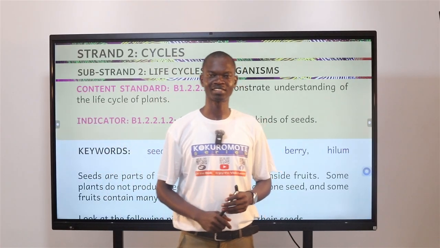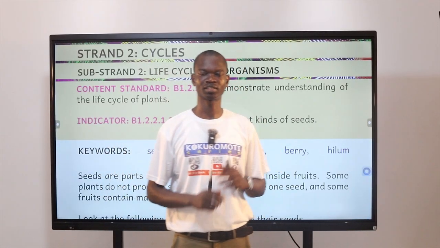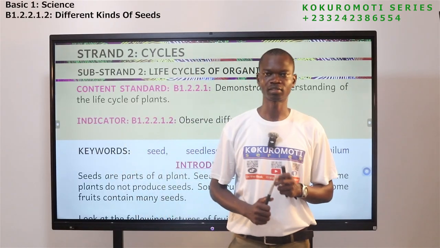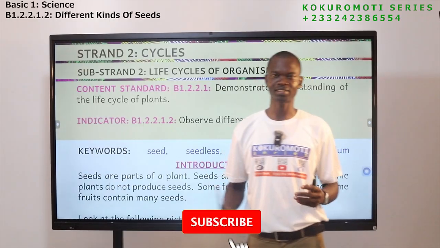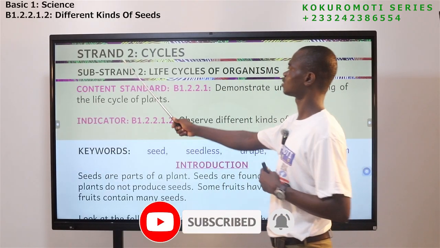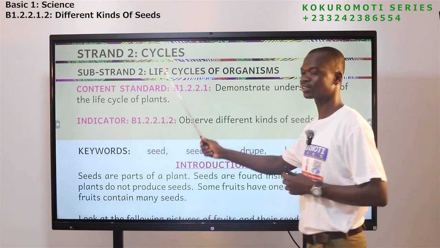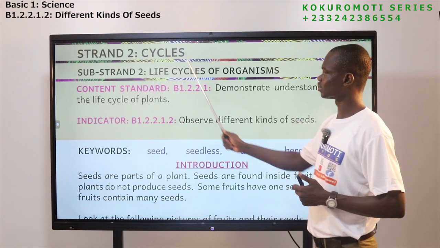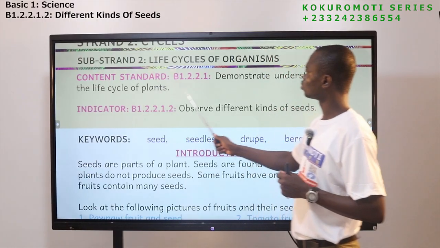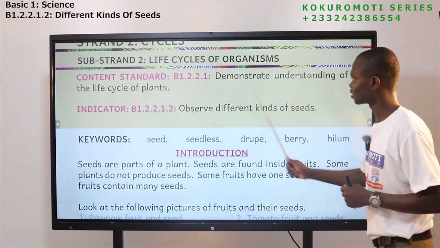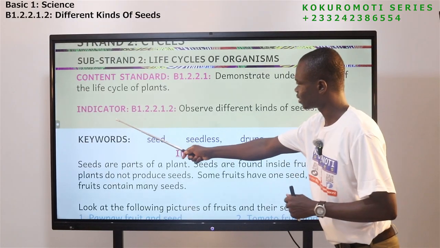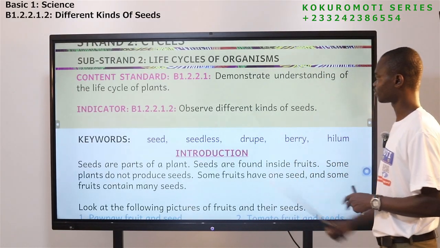Today we have science for basic 1. If you are in grade 1, primary 1, today's lesson is for you. So what do we have today? We are looking at strand 2, cycles. Under strand 2, we have substrand 2, life cycles of organisms. The indicator is here, so let's read what we have.